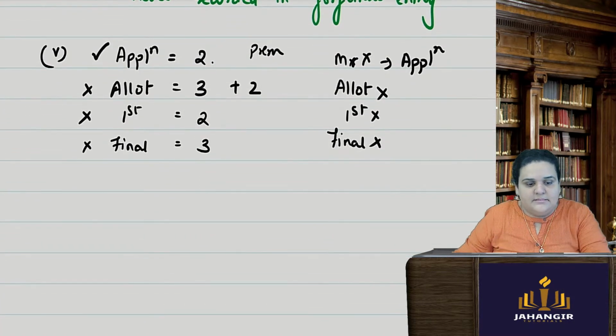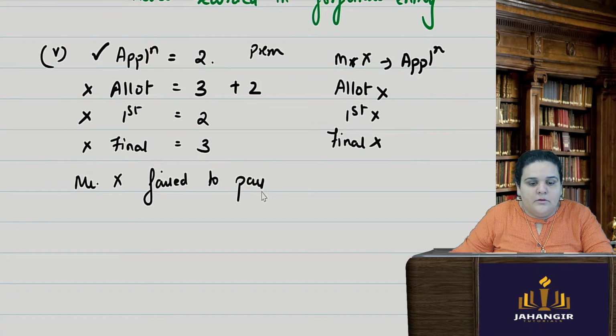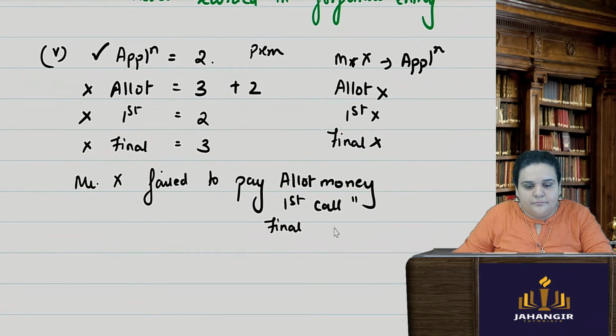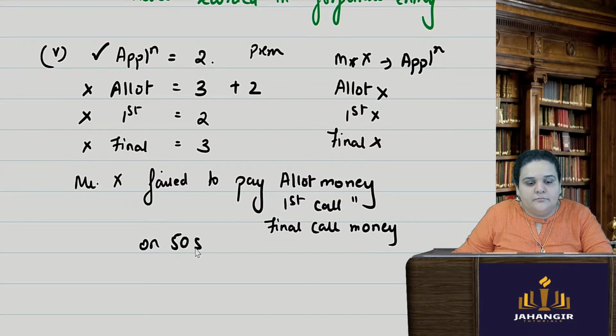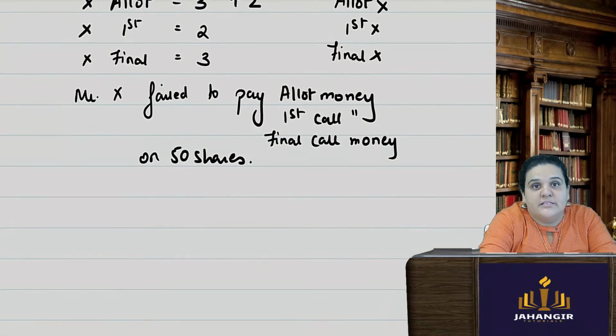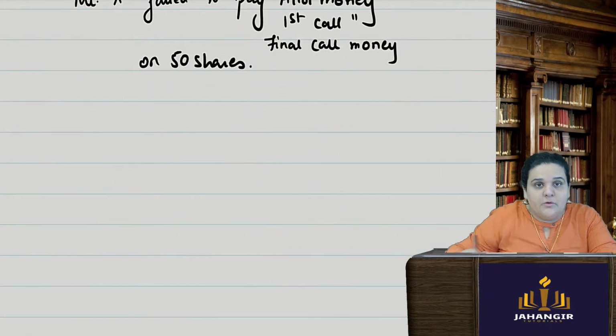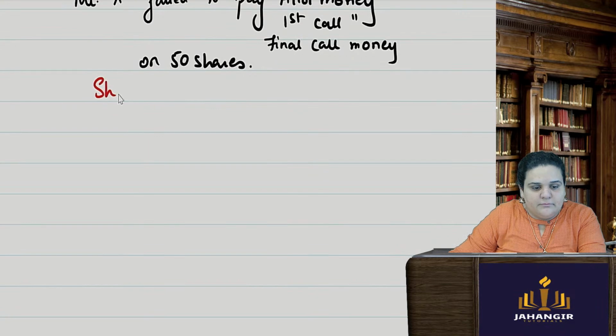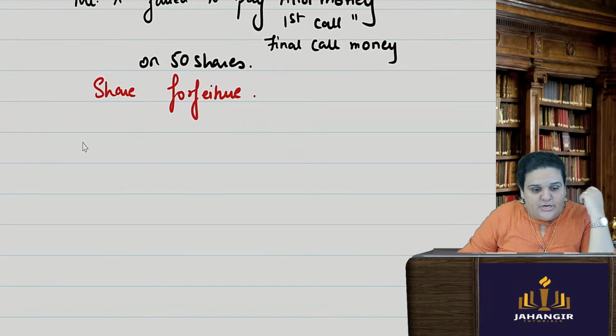Mr. X failed to pay the allotment money, first call money and final call money on 50 shares. And then his shares were forfeited. Now I'm saying his shares are going to get forfeited. So now what will be the journal entry? Share forfeiture. That ninth journal entry is going to change a little bit.